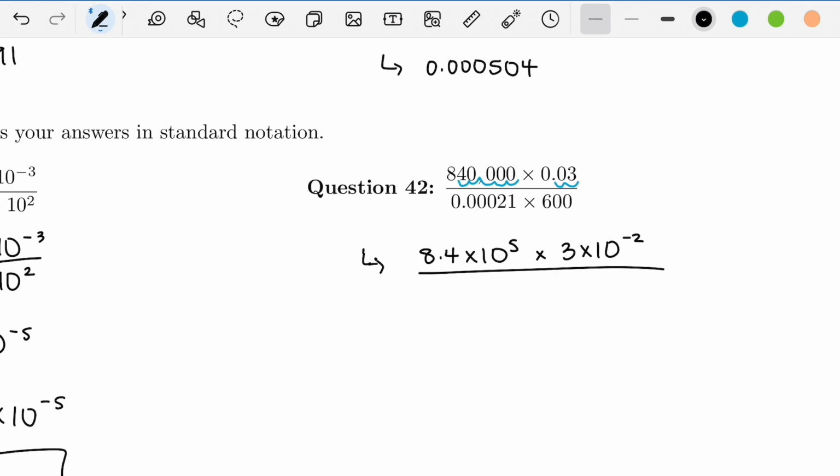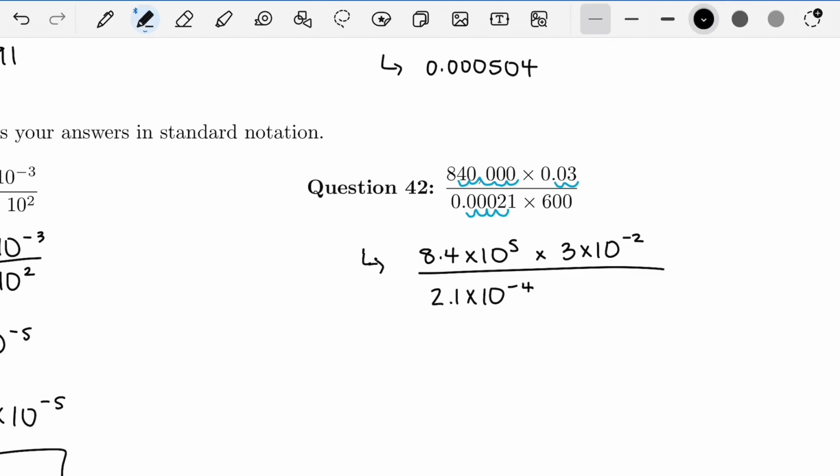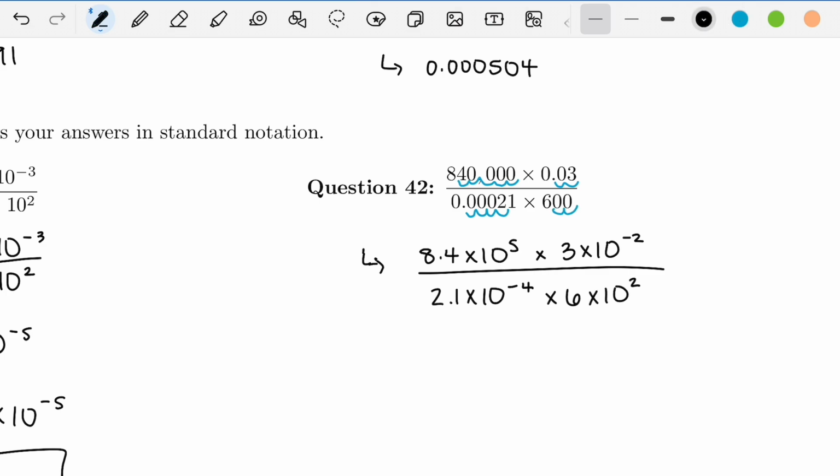Now on the bottom, doing the same thing, we're going to move our decimals 1, 2, 3, 4 units. So this will be 2.1 times 10 to the negative 4. And then our 600 is going to be 6 times 10 squared. All right, so now we have these numbers in scientific notation and we can use the properties that we've seen before.